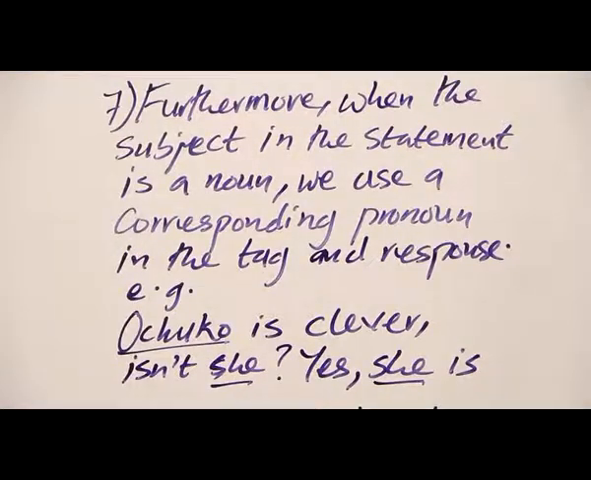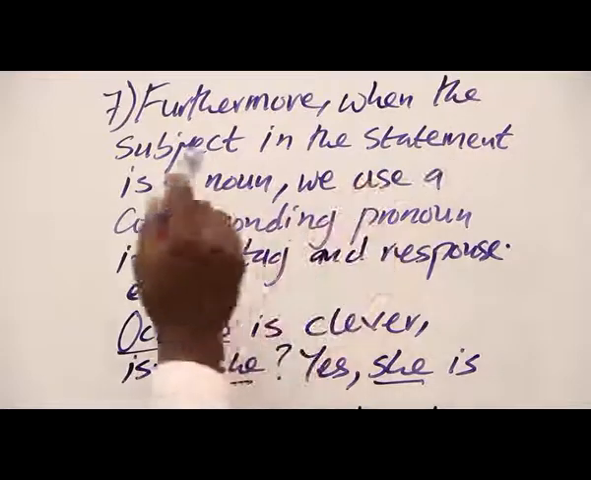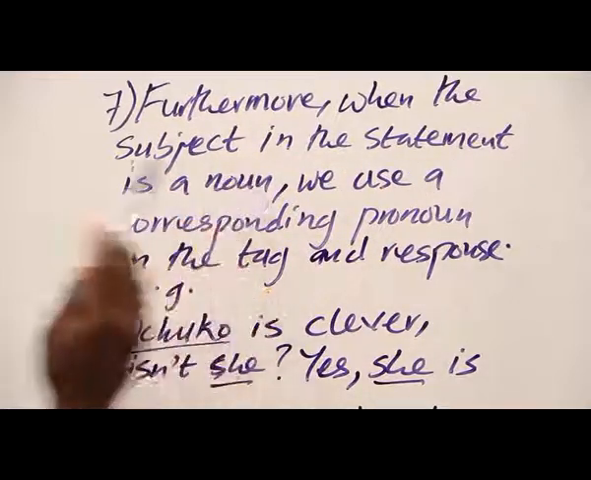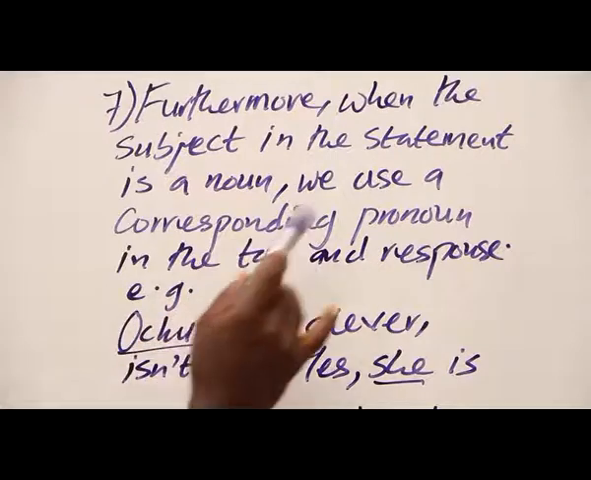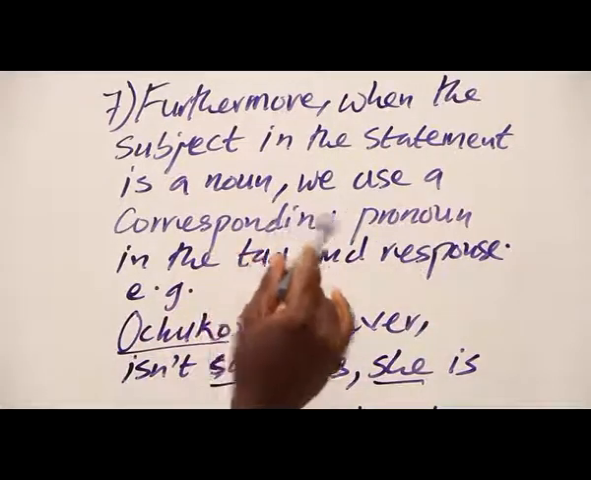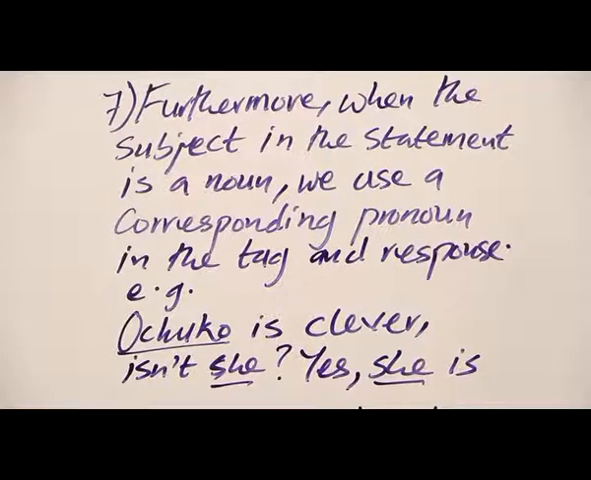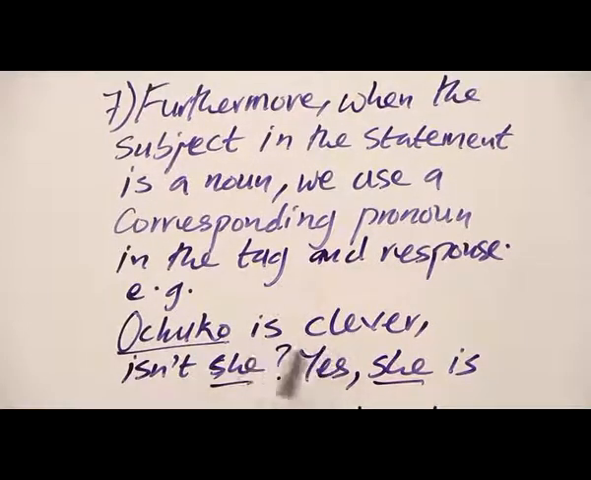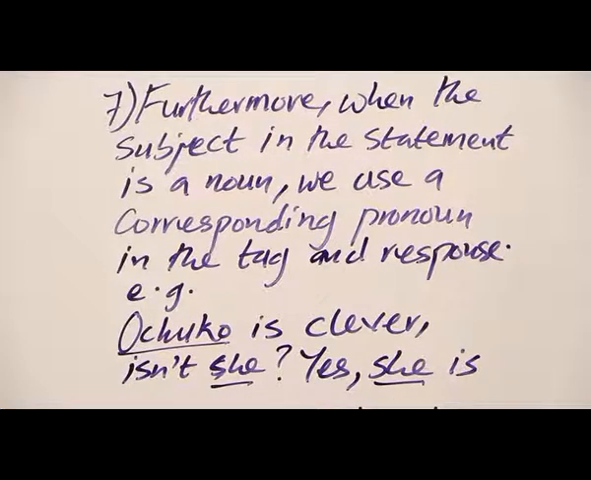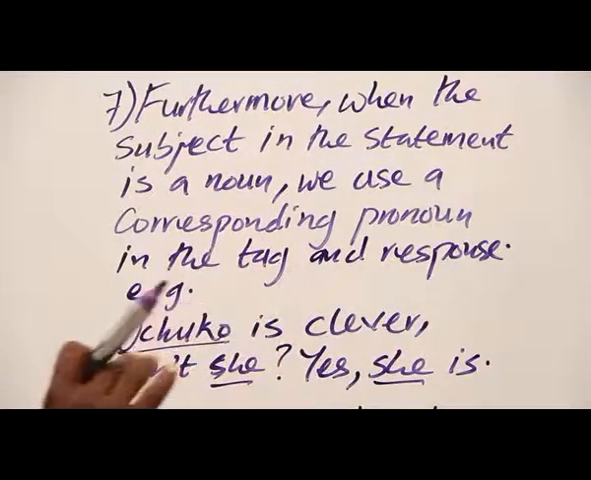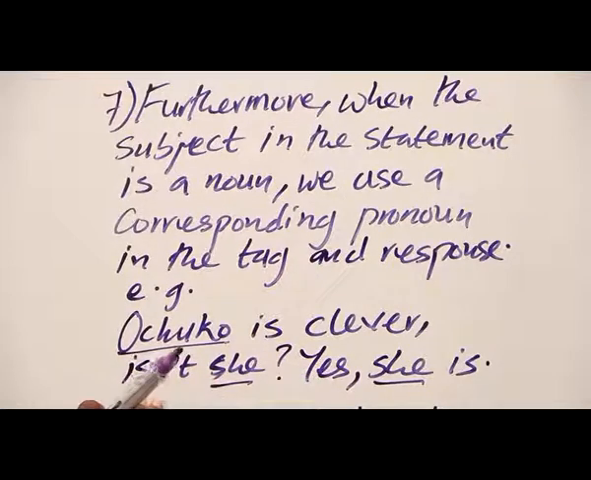Furthermore, on the issue of the subject that is used in the statement, when the subject in the statement is a noun, not a pronoun, in this case it's a noun, we use a corresponding pronoun in the tag and response. Take the example now. Ochuko is clever, isn't she? Yes, she is. What we have there now is Ochuko is a noun, a proper noun. And we cannot repeat her name here by saying isn't Ochuko. That would be clumsy, and then we'll say yes, Ochuko is.